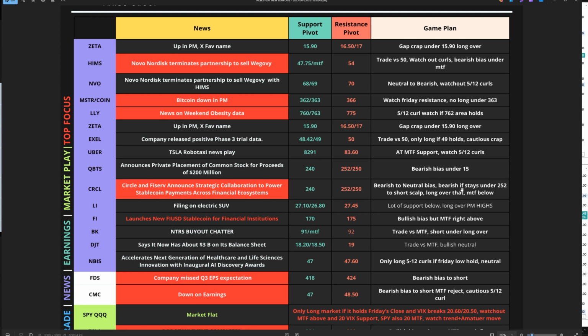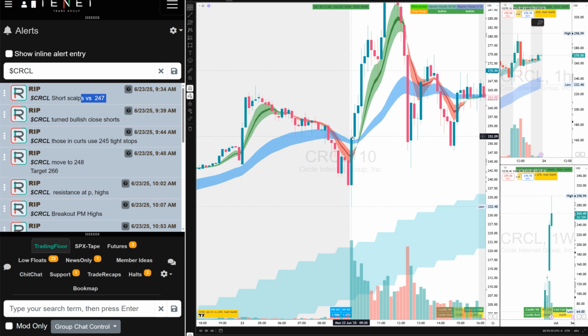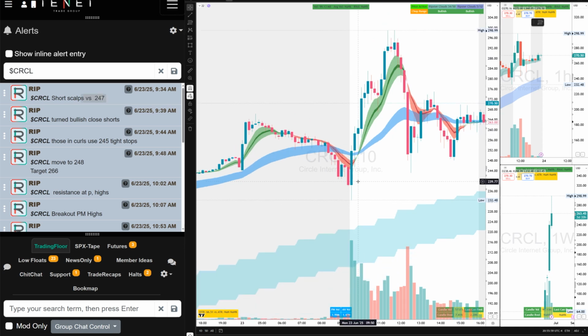So Circle, bearish to neutral bias, bearish if stays under 252, long over that. And you don't have to trade the amateur move. If you waited past the amateur move, you got the big long beautiful trade there. But if you shorted, you lost like $4, like me, but then you get long right away. So a lot of the traders in the community got the longs right here. I gave the stops at 245. You get long here, 250s, 252s, 248s, wherever you get. Your stop is 245. Once they started to push, we moved the stops to 248.